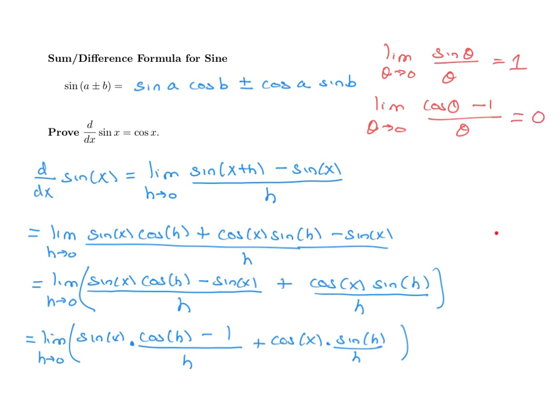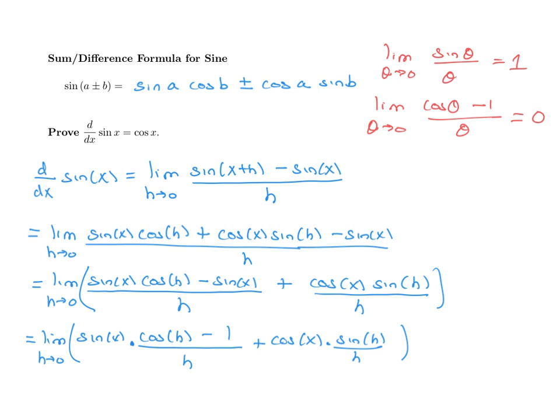How does this help down here? Well, here I have sine of h over h, which is the same thing as this, except there's a theta. But this limit is 1. What's cosine h minus 1 over h? Well, since h is going to 0, this limit is 0. Nothing happens to this because there's no h in it. Same thing here, nothing happens to this.